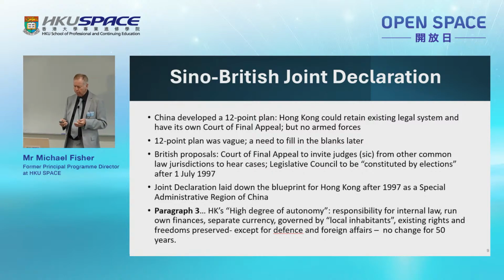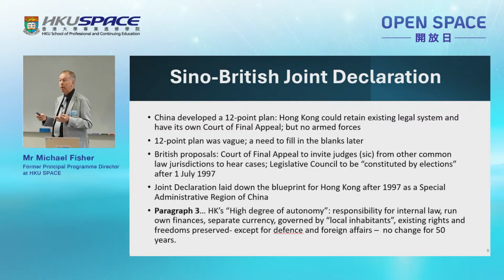China developed a 12-point plan. Hong Kong could retain its existing legal system. Okay, so that's why we still have a common law system. It would have its own Court of Final Appeal, but no armed forces. The 12-point plan was rather vague. We needed to fill out the gaps. It was just what we would call skeletal. These are the main points, but there's not a lot of detail here.